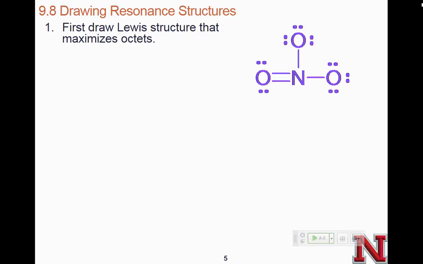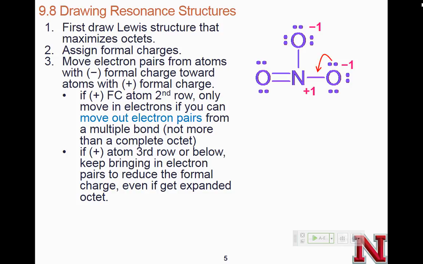So when you're drawing resonance structures, first draw your Lewis structure that's going to maximize your octets, meaning all of your atoms have an octet. So we already looked at this particular one. Then assign formal charges because you always want to show your formal charges on a Lewis structure. So there's our formal charges there. Then we can move our lone pairs towards our more electropositive atom.